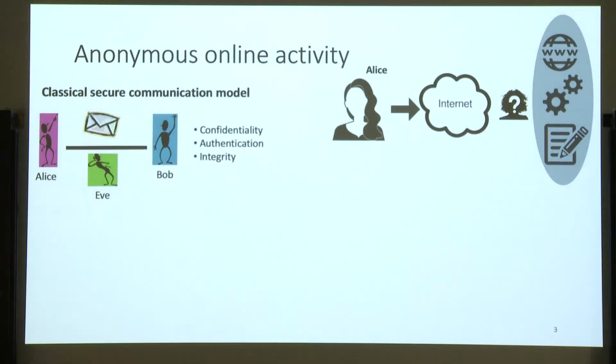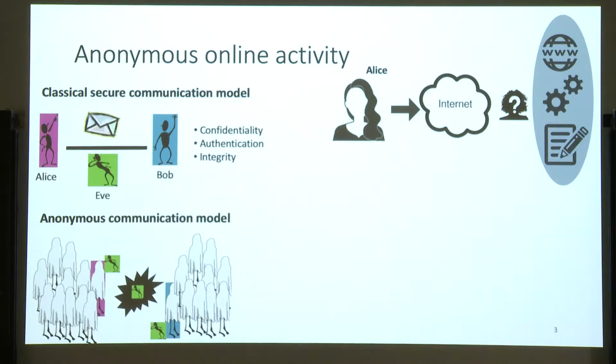Now, if we want to model anonymity in a classical secure communication model, we would have something like this. Alice talks to Bob, she sends a message to Bob, and we have an adversary, Eve, that can look at the communication, and a secure channel would provide confidentiality, authentication, and integrity for that message. Now, the problem with this model is that we cannot model anonymity there because, as we can see, Alice sends a message to Bob. Therefore, Eve already knows who Alice is talking to, and she knows how to link the sender and receiver of the communication. So this is not a model that we can use for online anonymity.